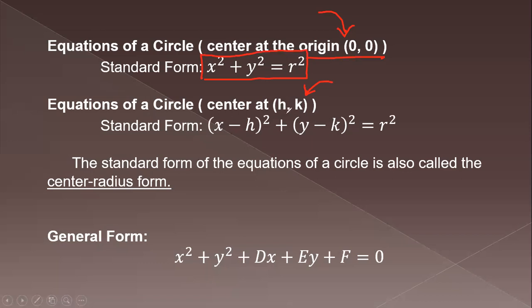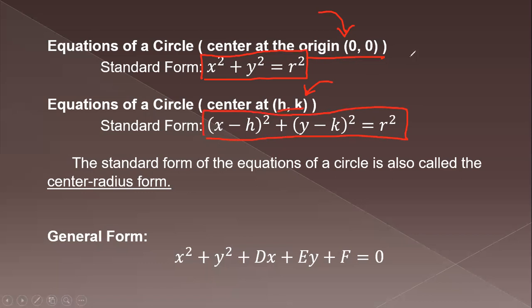Lumipat siya ng pwesto. From the center, paano kapag siya nawala kay origin? Lumilipat siya ng pwesto. So kaya tayo nagkakaroon ng shifting of center and that is from hk. Kapag nagkaroon ng shifting ng ating center, mababago ang ating standard form. Hindi na siya x squared plus y squared equals r squared. The standard form will be (x minus h) squared plus (y minus k) squared equals r squared.